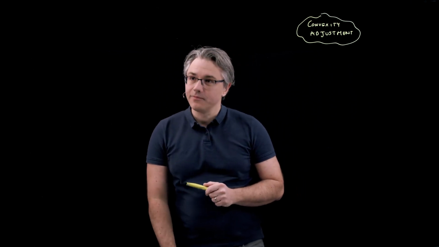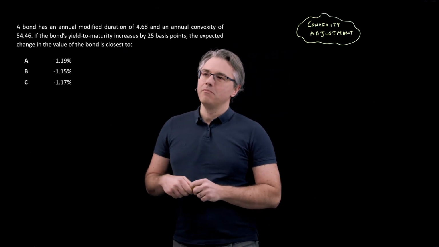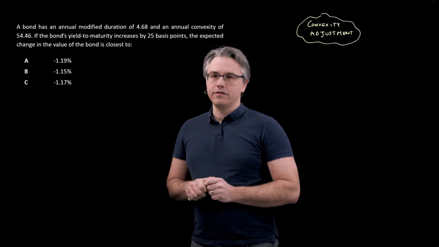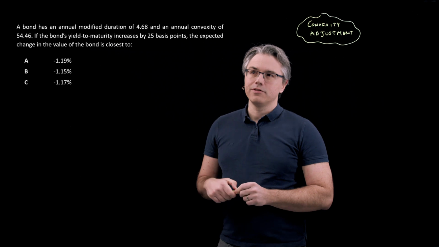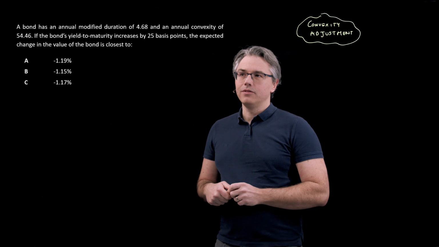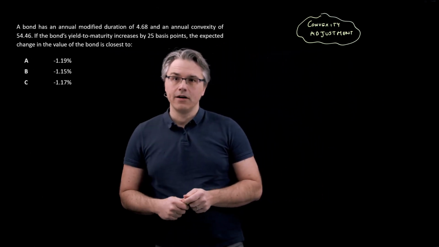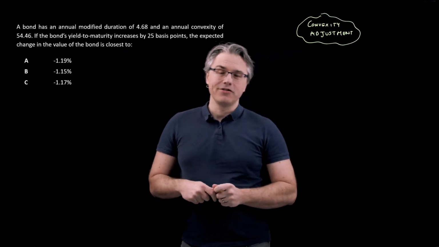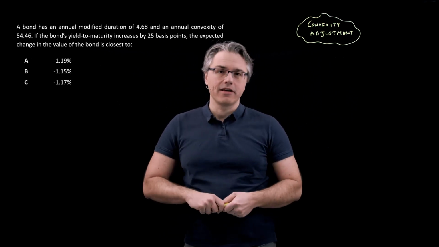So this is the question which I want us to have a go at. A bond has an annual modified duration of 4.68 and an annual convexity of 54.46. If the bond's yield to maturity increases by 25 basis points, the expected change in the value of the bond is closest to, and we've got three options, all of them are negative, pointing to the fact that the expected change is actually a drop in response to yields or rates going up.